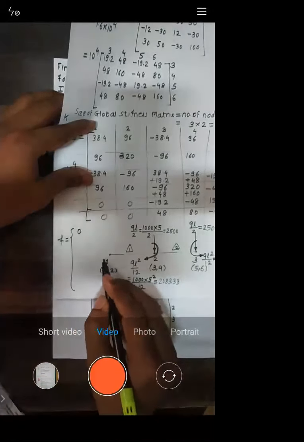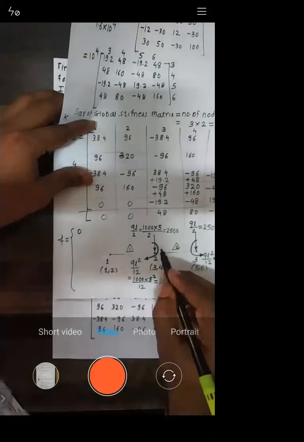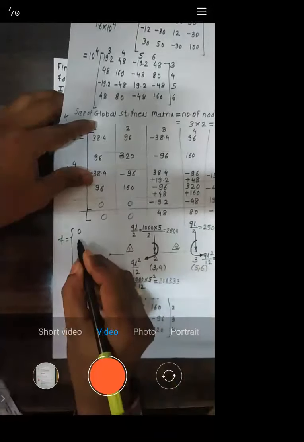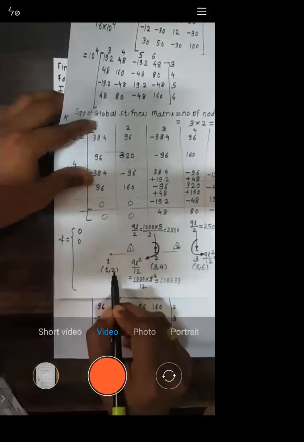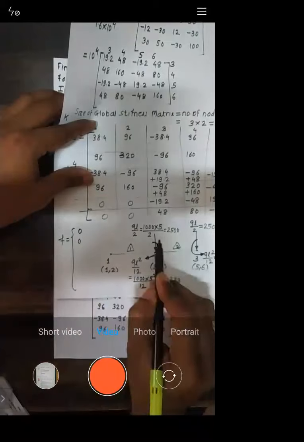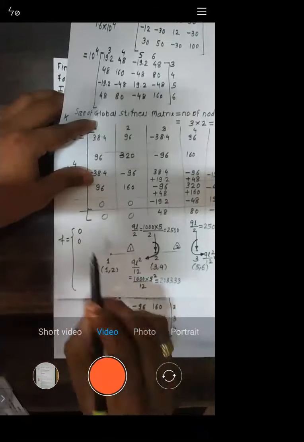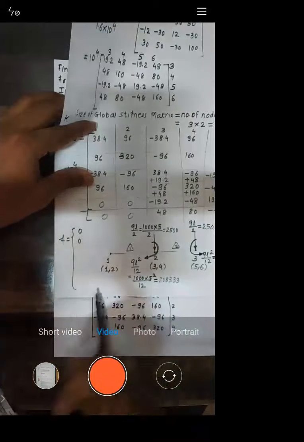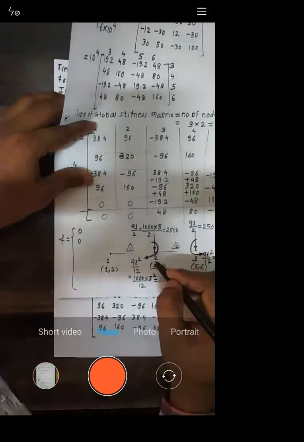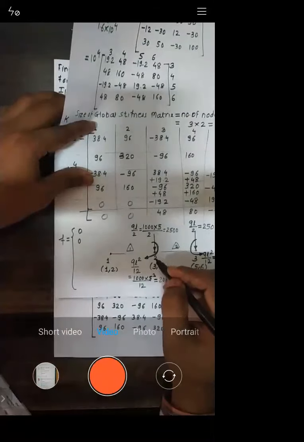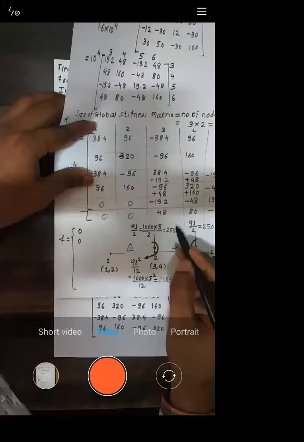Similarly, at node number 1, is there any moment in clockwise or anti-clockwise direction? No, right? See, the first entry means there is no force acting like this. The second entry means there is no moment acting like this. Now come to node number 2. What is the force? 2500, right? Try to understand.